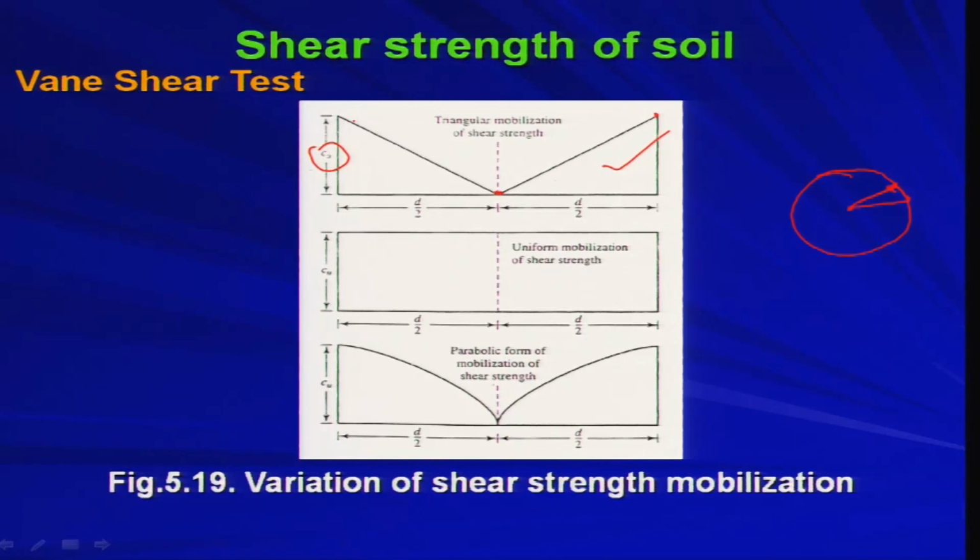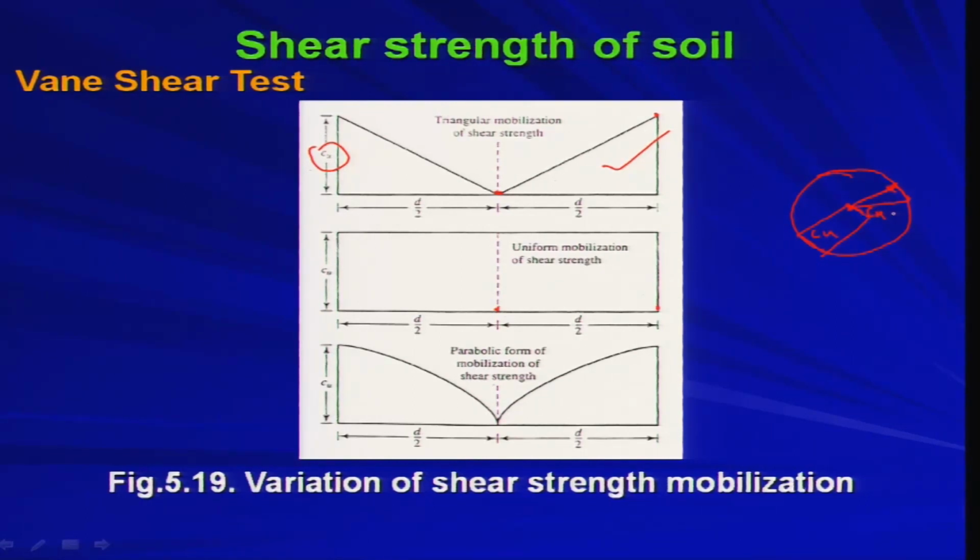Now, another set of investigators say no, that distribution should be uniform. That means it is Cu at the center as well as Cu at the periphery. So, the distribution is something like this, a constant distribution Cu, uniform mobilization of shear strength.